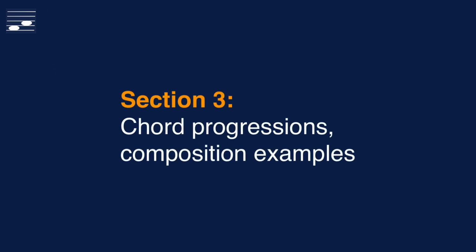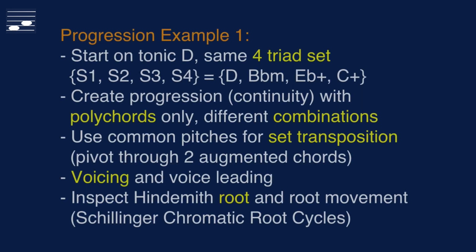In this section I'll present 2 chord progressions with polychords only and apply these to short example compositions. We return to our example 12-tone triad set, but this time transposed up a major second to the tonic D. The polychord continuity is created by successively using all 3 possible pairwise triad combinations. After each combination, I transpose the set using the property that this specific set contains 2 augmented triads as S3 and S4.